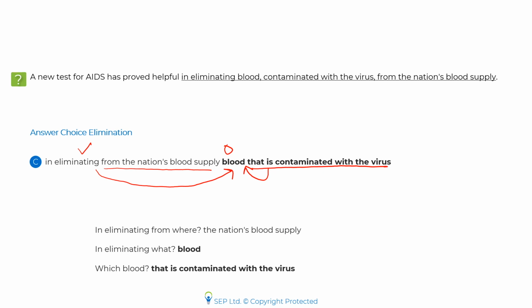The test has proved helpful in eliminating from where? The nation's blood supply. In eliminating what? Blood. Which blood? That is contaminated with the virus. Actually, C is correct. However, in the exam, you might want to hold on to such a question, which although is not per what you would want it to be, but definitely provides the information clearly. Let's move to the next choice.